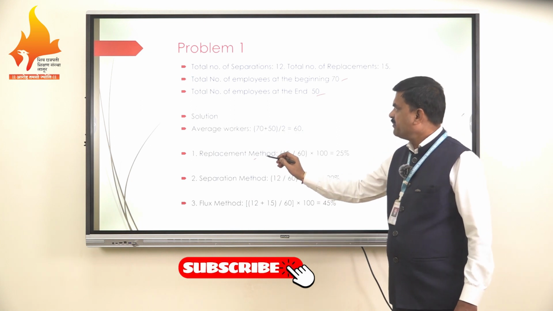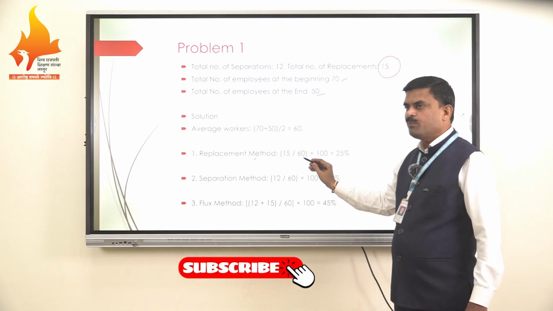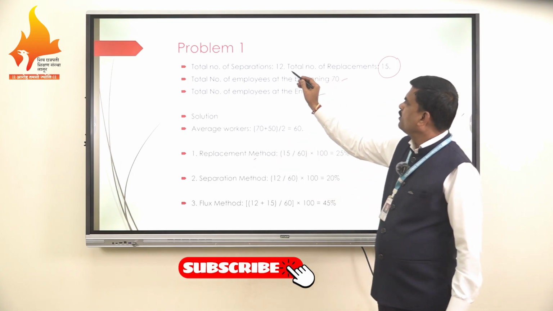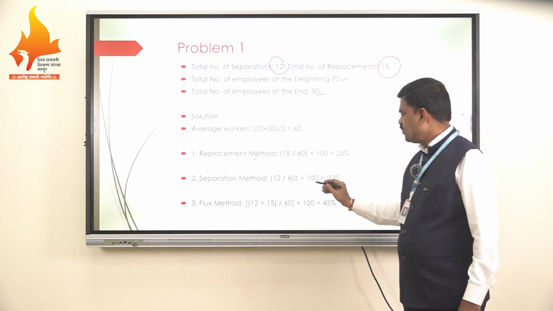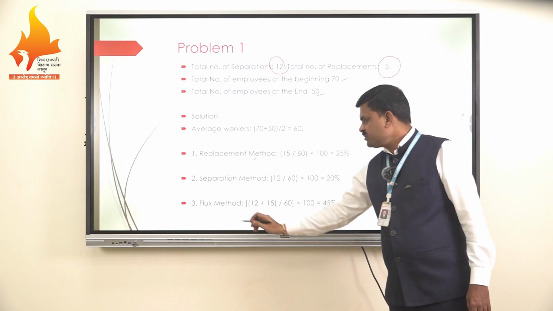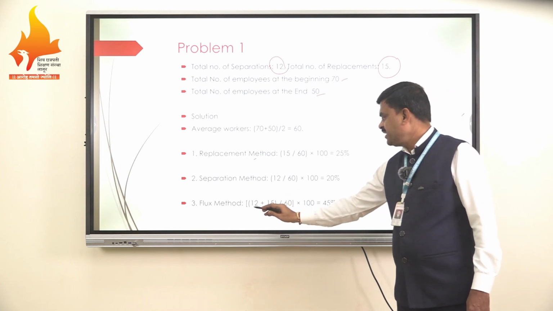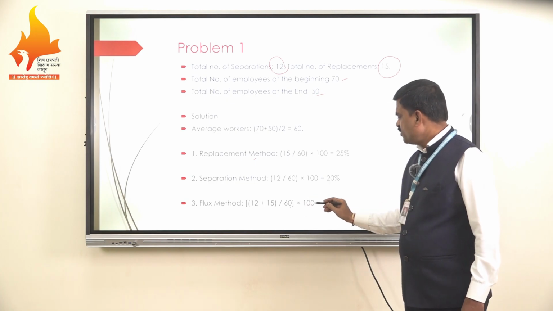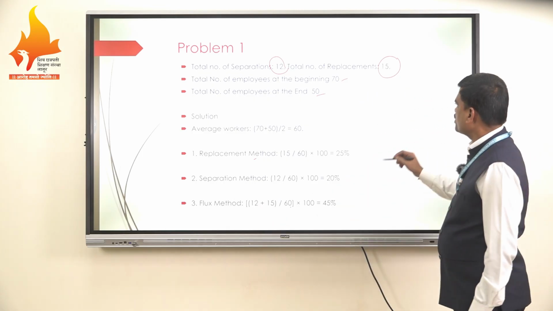Let's use the replacement method. Number of replacements was 15. So 15 upon average employees 60, into 100, we get 25%. Separation method: number of separations is 12. So 12 upon average number of employees 60, into 100, we get 20% as the separation turnover. Under the flux method, the number of separations is 12 and number of replacements is 15. So 12 plus 15 upon average number of employees 60, into 100, we get 45% as the labor turnover rate under the flux method.